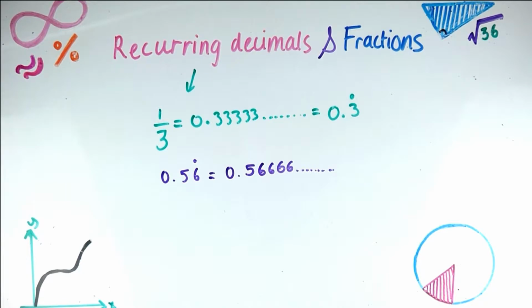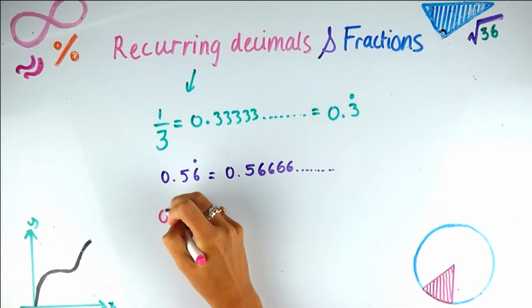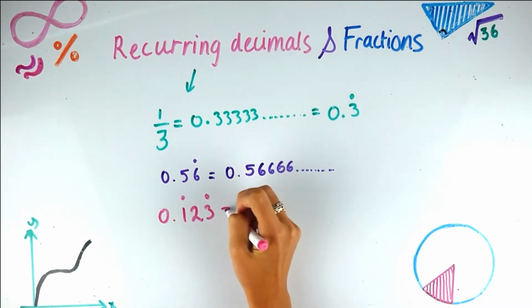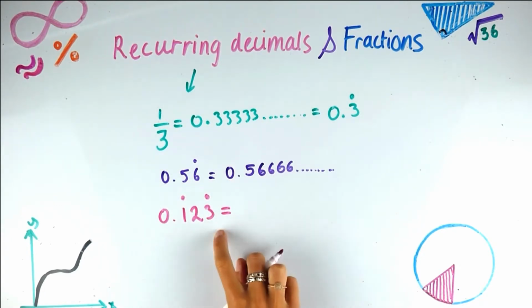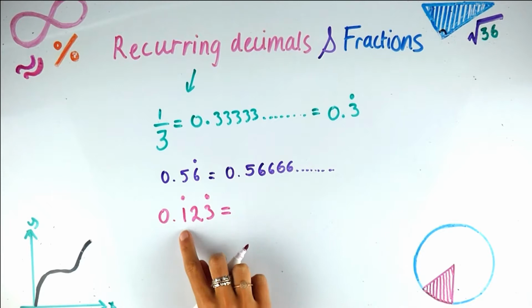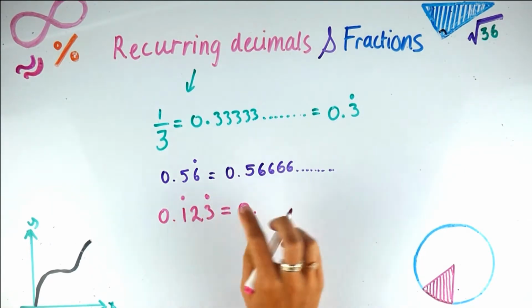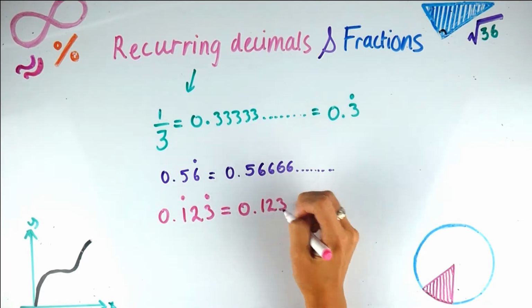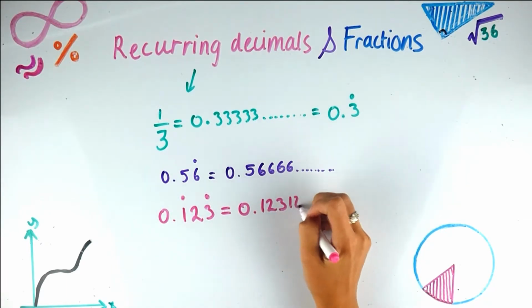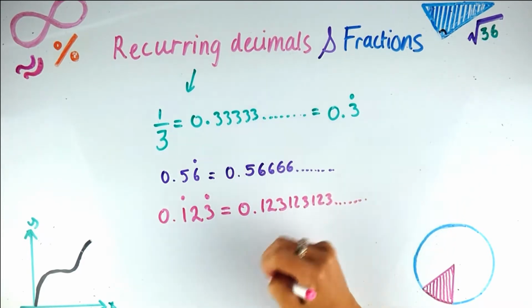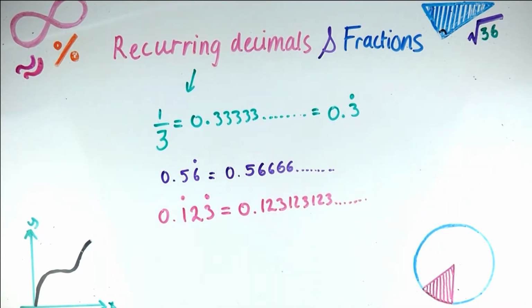If we have something like this, 0.123, and there's a dot there and a dot there, you repeat from where the dot starts to where the dot ends. So it's not just the 1 repeating then the 3. You go 0 point and then this whole bit from the start to the finish of the dots repeats. So 1, 2, 3 repeats. 1, 2, 3, 1, 2, 3, forever. Okay, so that is what a recurring decimal is, but how do we know when we have a recurring decimal?